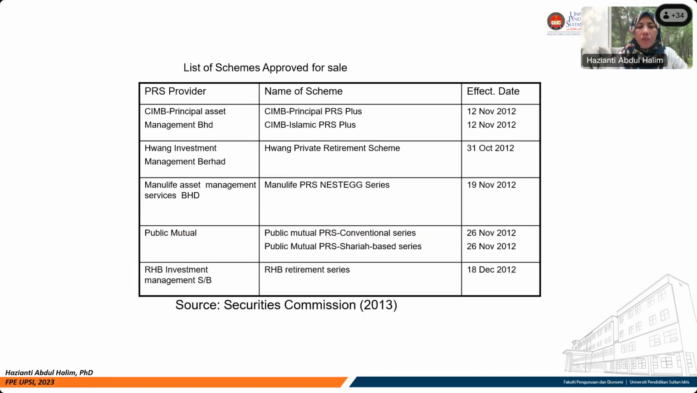Alright, so these are the list of approved scheme. Kita ada CIMB Principal Asset, Fund Investment, Public Mutual, RHB.